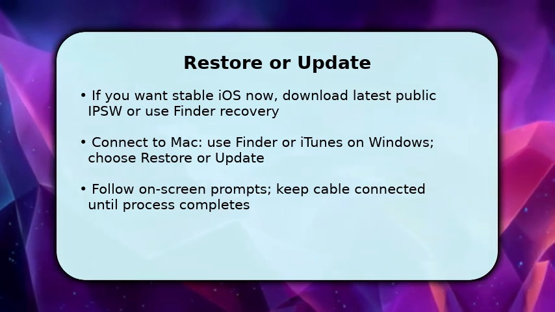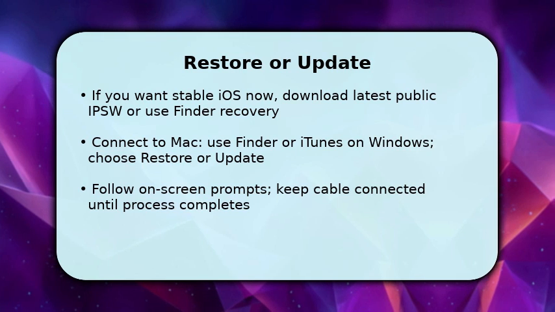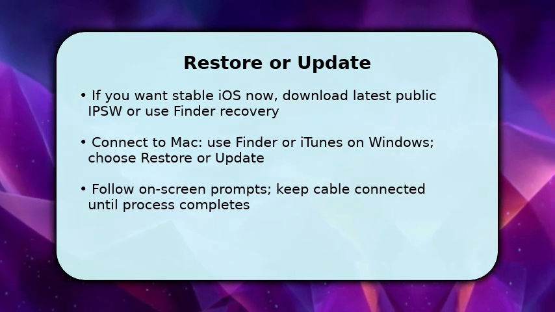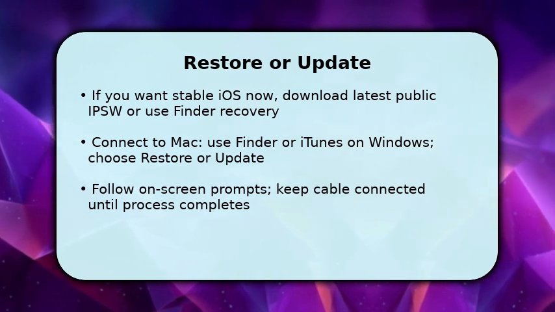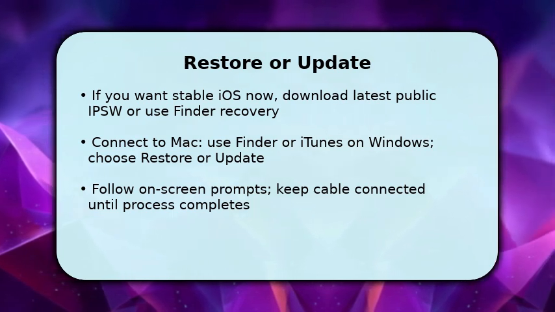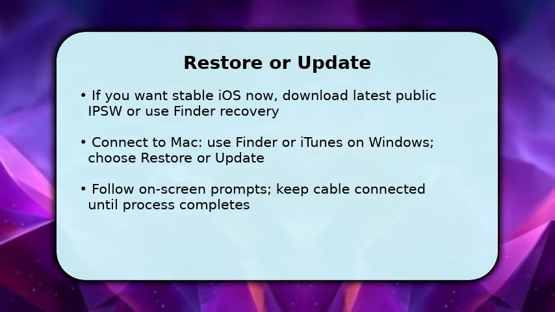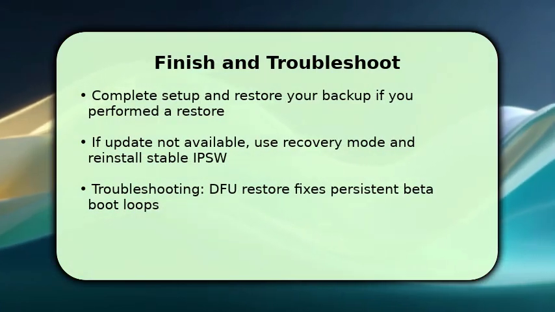If you need a clean slate, connect to a Mac or PC and use Finder or iTunes to restore with the latest public IPSW. This fully removes beta remnants. During either option, make sure to keep the device plugged in and wait. Interrupting can corrupt the OS. You wrap up by completing the on-device setup, and if you restored, reloading your backup from iCloud or Finder.